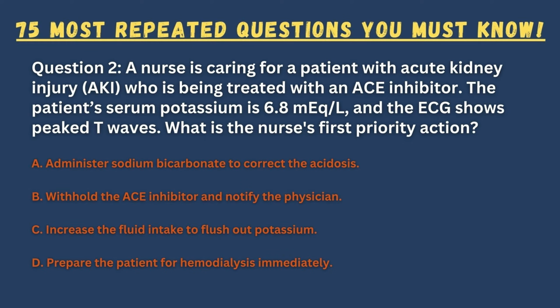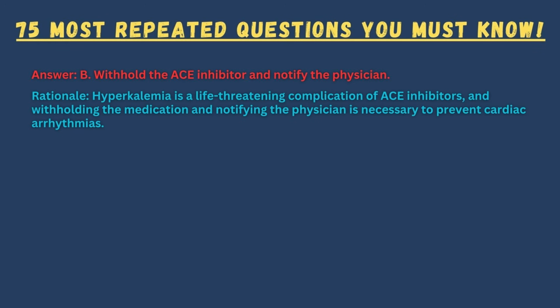What is the nurse's first priority action? A. Administer sodium bicarbonate to correct the acidosis. B. Withhold the ACE inhibitor and notify the physician. C. Increase the fluid intake to flush out potassium. D. Prepare the patient for hemodialysis immediately. Answer: B. Withhold the ACE inhibitor and notify the physician.